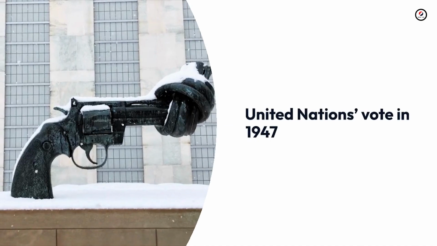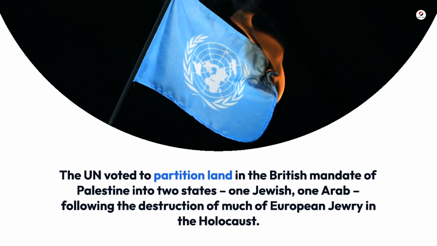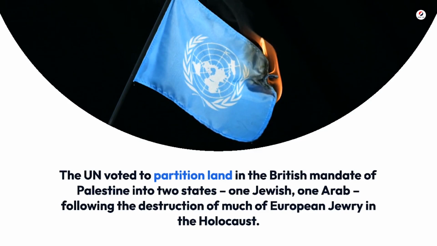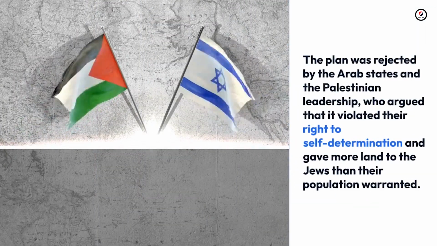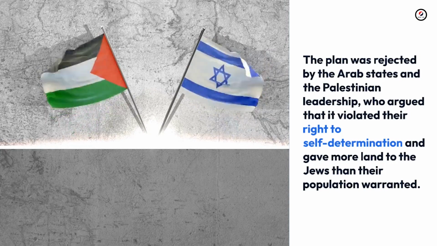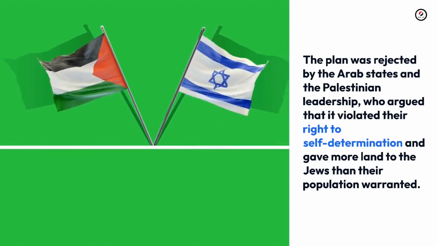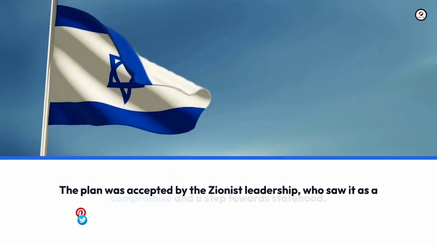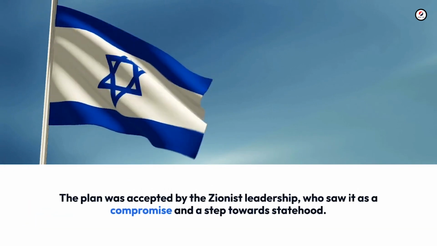United Nations vote in 1947. The UN voted to partition land in the British Mandate of Palestine into two states, one Jewish, one Arab, following the destruction of much of European Jewry in the Holocaust. The plan was rejected by the Arab states and the Palestinian leadership, who argued that it violated their right to self-determination and gave more land to the Jews than their population warranted. The plan was accepted by the Zionist leadership, who saw it as a compromise and a step towards statehood.